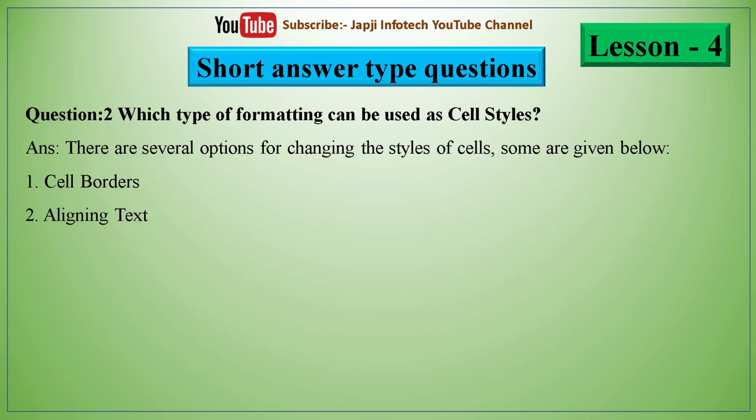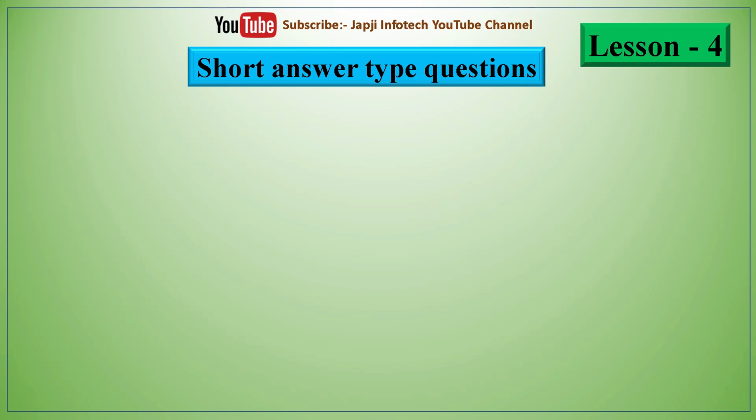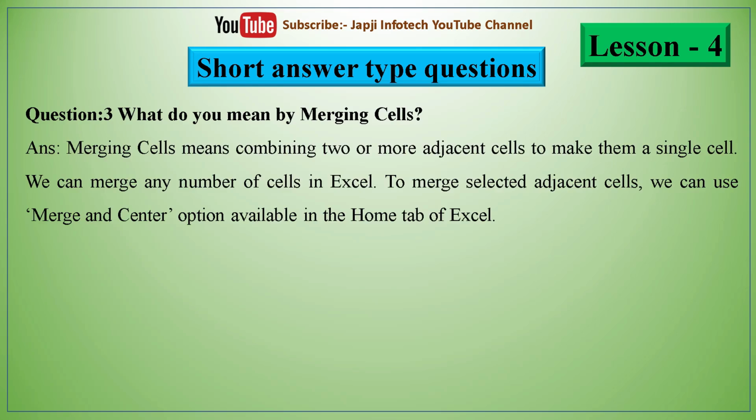Second one is aligning text. Third one is changing orientation of text. Fourth one is wrapping text. Fifth one is applying number format. And the third question is, what do you mean by merging cells?